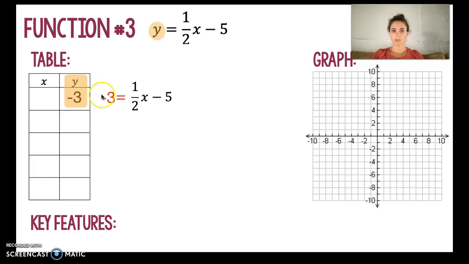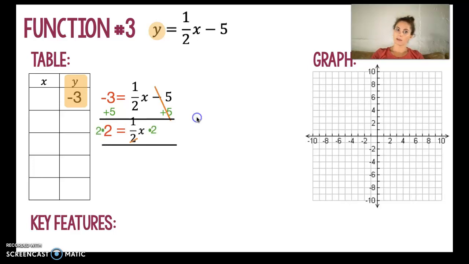Well, now this is an equation that we're solving for x. So I add 5 on both sides. That's 0. So I have 1/2 x equals 2. Now to undo that 1/2, I can multiply by 2. So 1/2 times 2 is 1. That cancels, and I get 4. So when I have an output of negative 3, I have an input of 4.